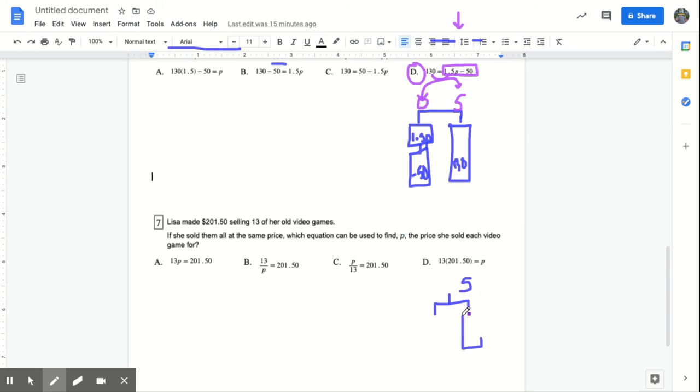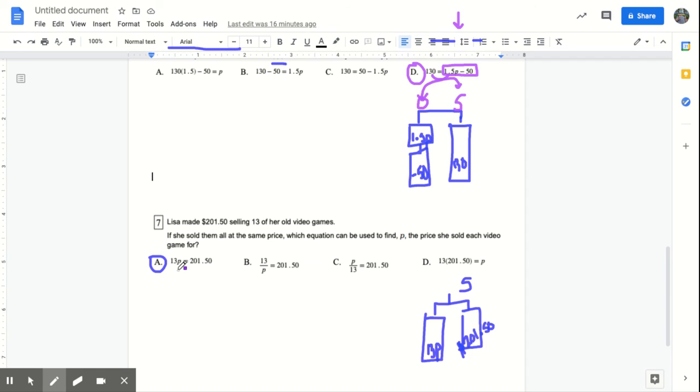So what she sold it for was $201.50. So that's what that bar represents. And then over here, she has all of her video games. So 13 video games times P, the price of each video game, should equal $201.50. So looking at these options, I could see that A is my best option.